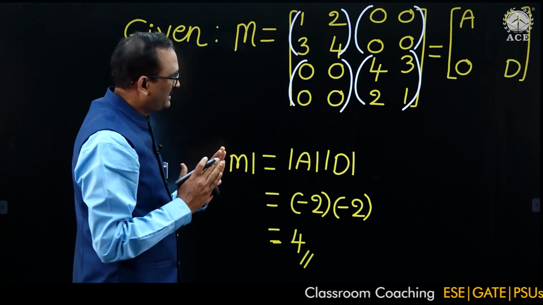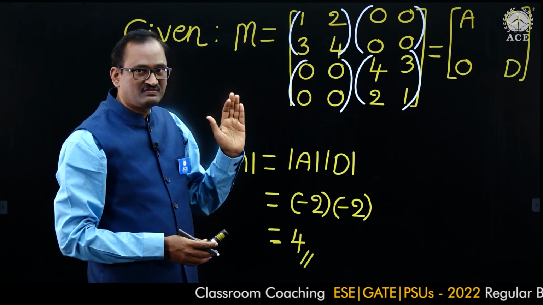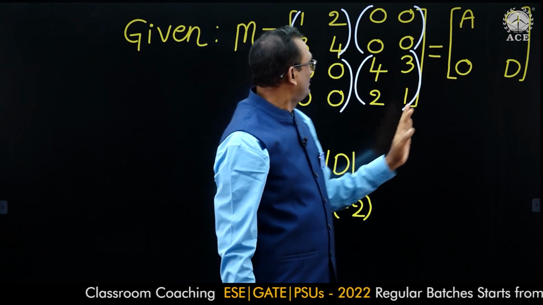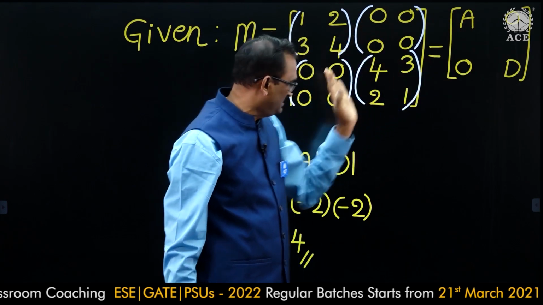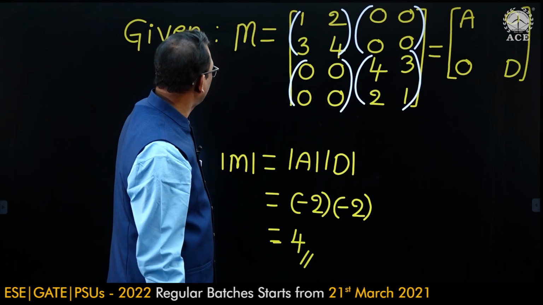We can do it like this also. From now, whenever you come across any matrix which is in the form of A 0 0 D, then M is equal to simply AD minus 0, that is A into D. Similarly, let us see the next problem.